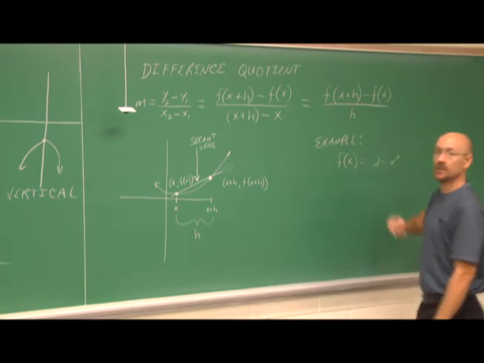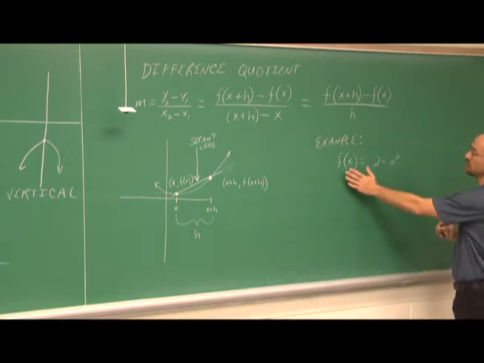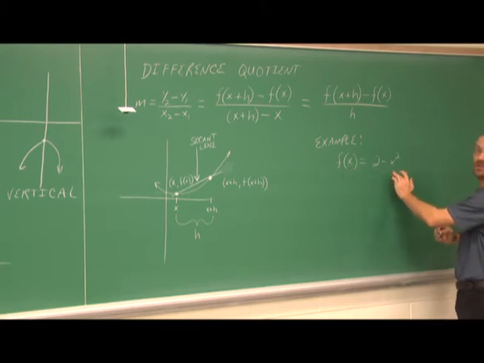We'll move over here. And what we have here is just f of x equals 2 minus x squared.